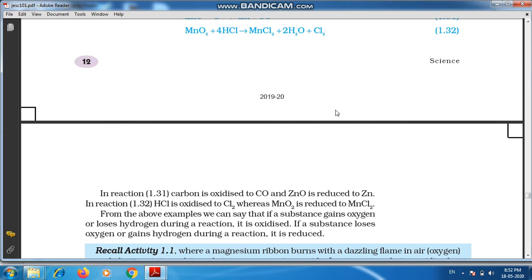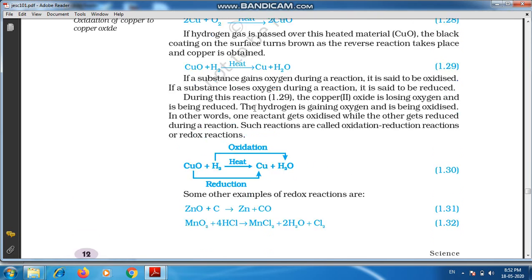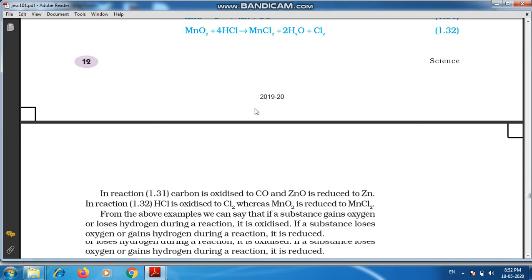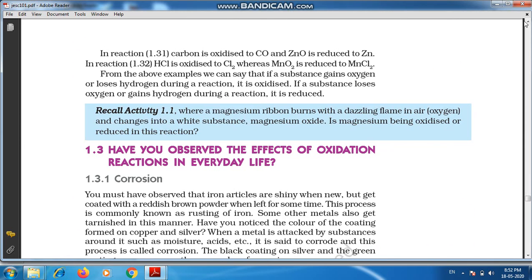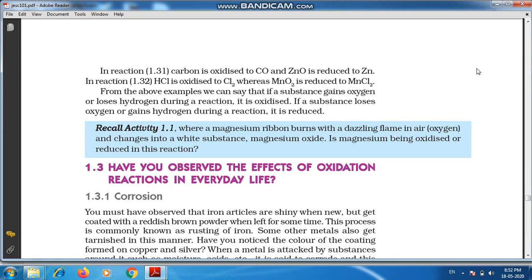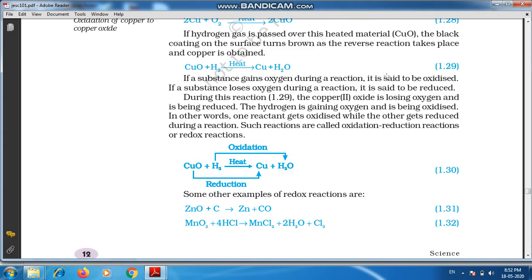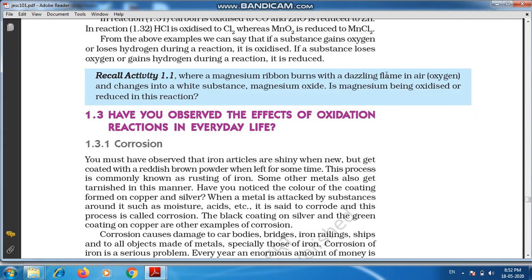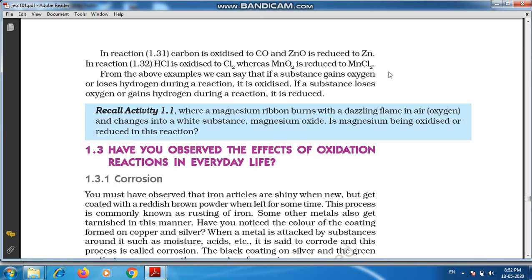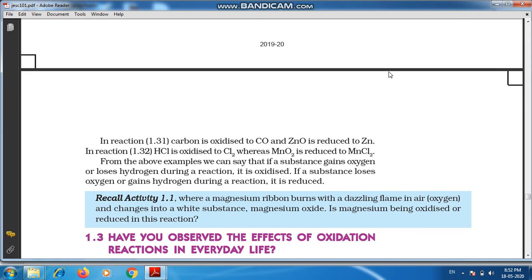So there are reactions we have studied: oxidation reaction, reduction reaction. Up till now we have covered the important topic, chemical reactions. What are the different types of chemical reaction? The first one was combination. The second one was decomposition. Third one displacement. Fourth one double displacement, and the fifth one was oxidation and reduction. In between we also studied exothermic and endothermic chemical reactions.